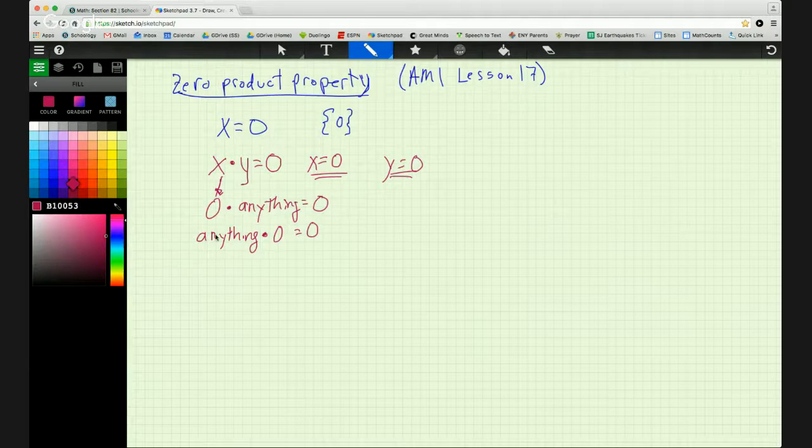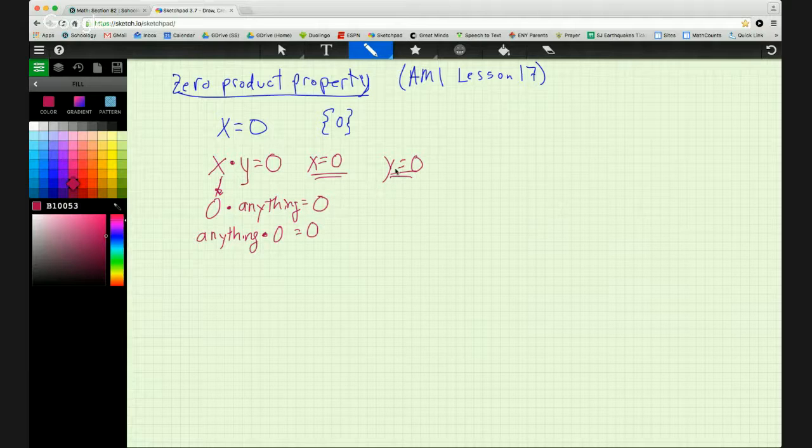And for those of you who tried to think of any two other numbers that you could multiply together where they're both not 0, there are no two numbers that you can multiply, no matter how big or how small, that would give you 0. One must be 0. So let's look at this.